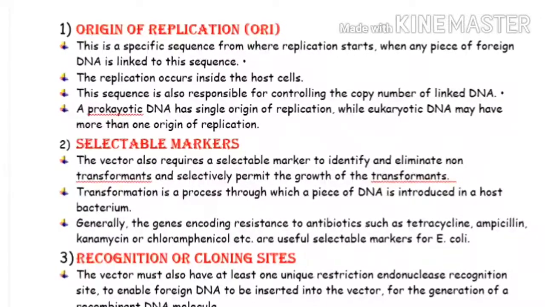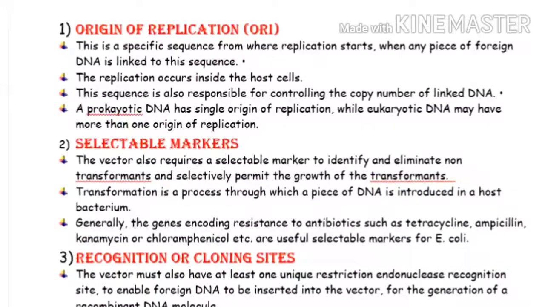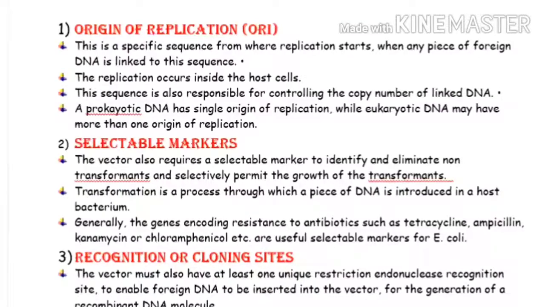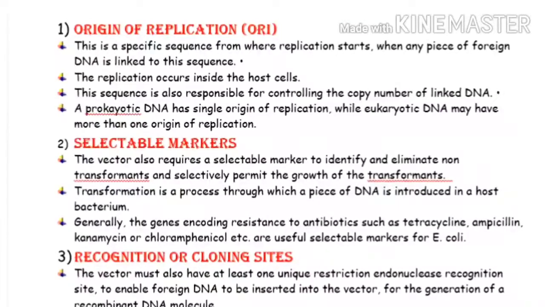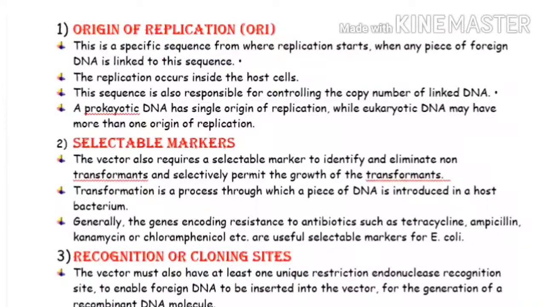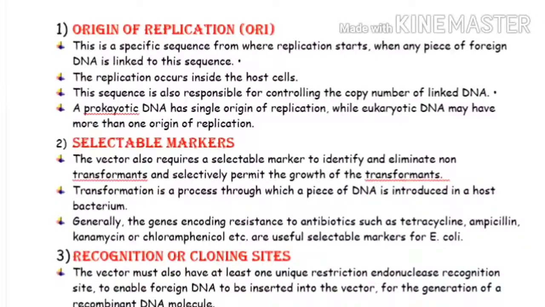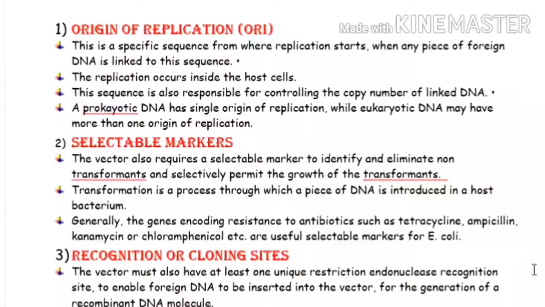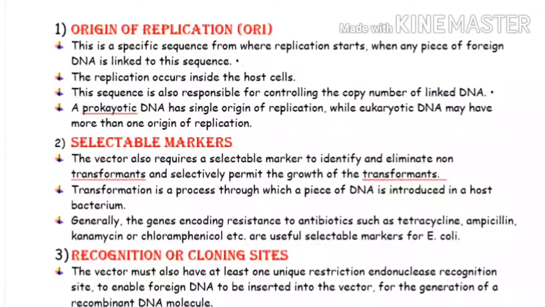Then you want marker. In the previous diagram which I have shown you, which is given in your NCERT, the two antibiotic resistant genes, that is your ampicillin and tetracycline, they are working as selectable markers. They will help us to select whether the gene has been incorporated or not. Means the recombinant DNA is made or not.